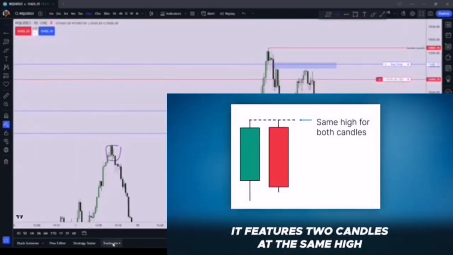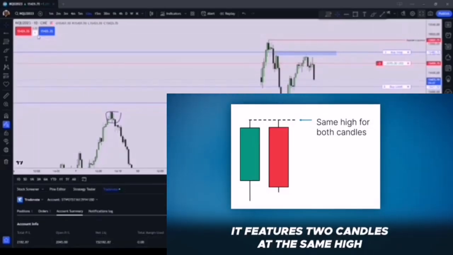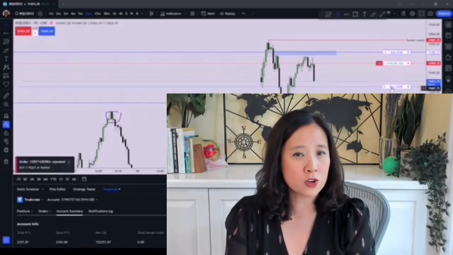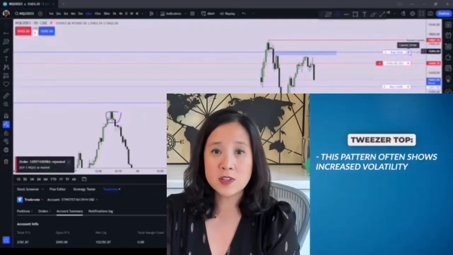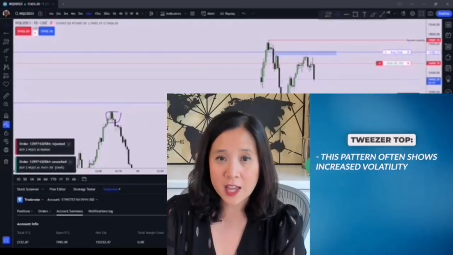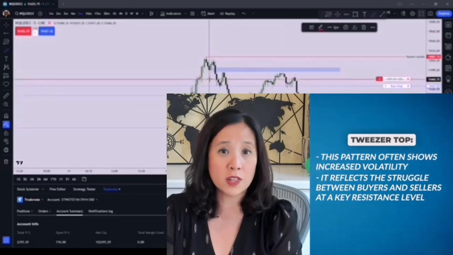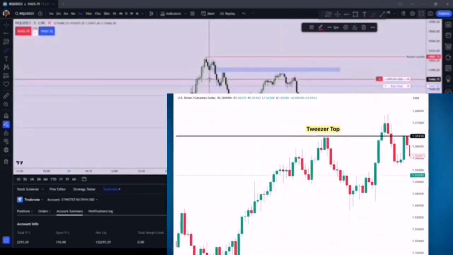You don't always get exactly the same, but you do see it quite often in currencies. And this signals that the uptrend is losing strength and the market might reverse lower. This pattern is often signaled by increased volatility as it reflects a struggle between buyers and sellers at a key resistance or support level. Take a look at this dollar CAD chart.